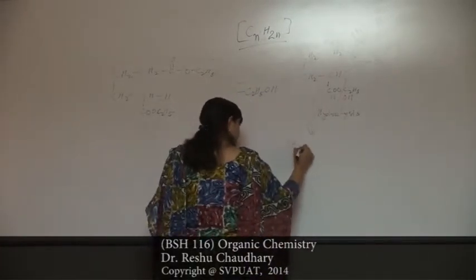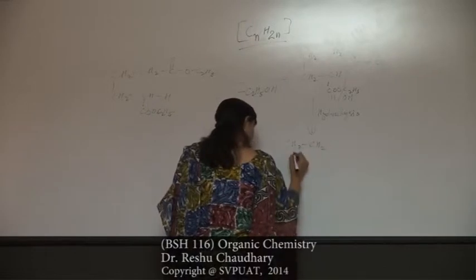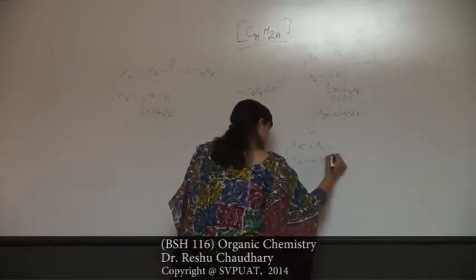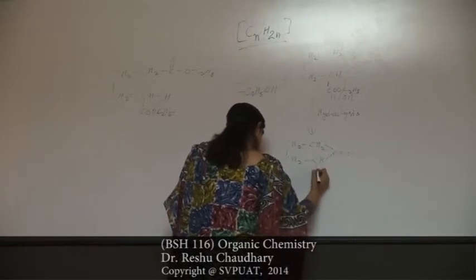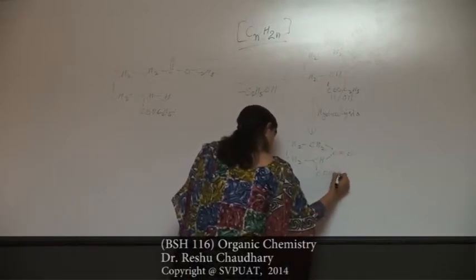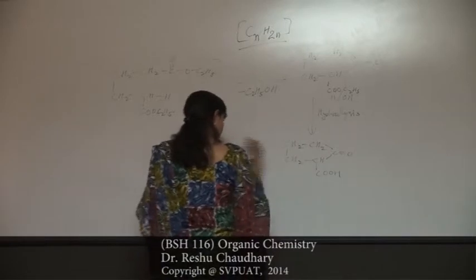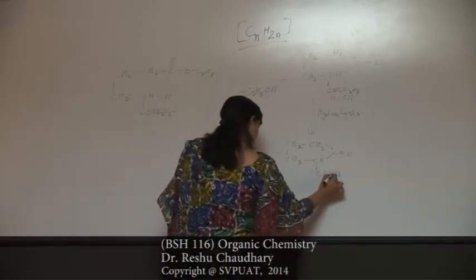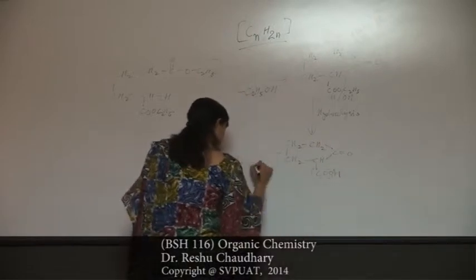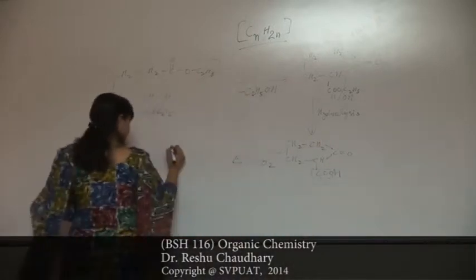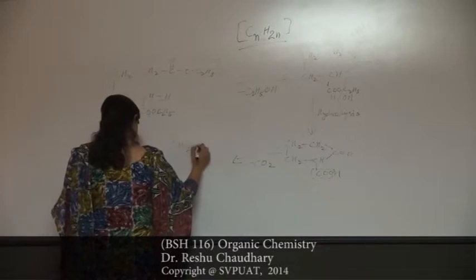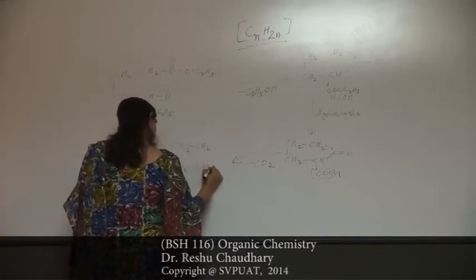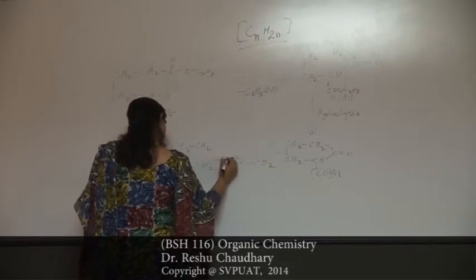This is CH2, CH2, CH2, CH2, C double bond O, and here is COOH. Now CO2 comes out and then forms CH2, CH2, CH2, C double bond O.